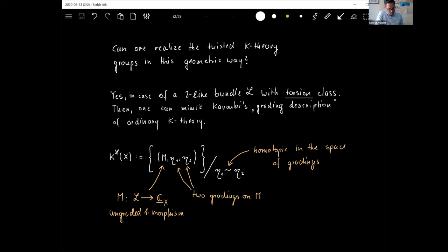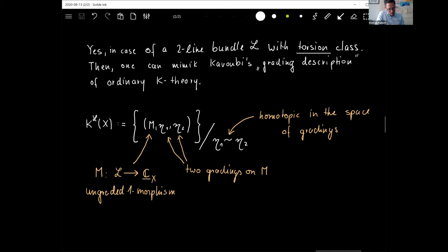This is also a result of Darvin Mertsch's thesis, and he generalized Karoubi's so-called grading description of ordinary K-theory to this twisted case. I'm just displaying this here; it's not going to appear again. So one can take a general two-line bundle, L, and consider a twisted K-theory group over X, where the geometric representatives are ungraded one-morphisms in the bicategory of two-vector bundles from L to the trivial two-vector bundle. So modules, if you want, module bundles. But the point is that they are ungraded, and that one has to keep track of two ways of making them morphisms in this graded world. And then there is an equivalence relation dividing out homotopic gradings. So that's a maybe not that familiar, but existing description of ordinary K theory, and it generalizes very well to this context.